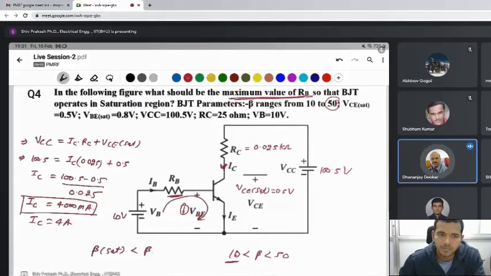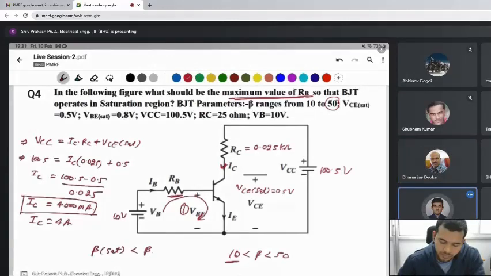The lower the beta value, the lower the collector current will flow, and that is why it will go into saturation. If the gain is 10, it is the worst case, and that is why we have to consider 10 as an ensured parameter. In RB 50, we also can consider it will go into saturation.